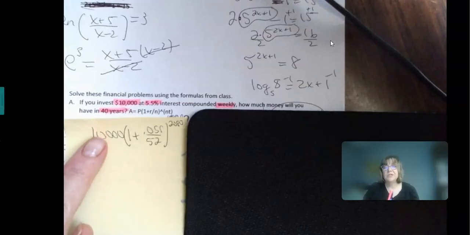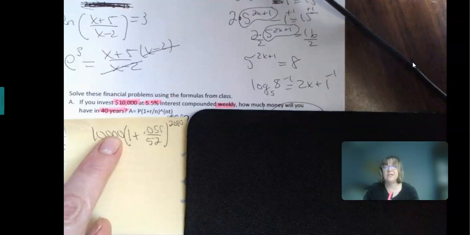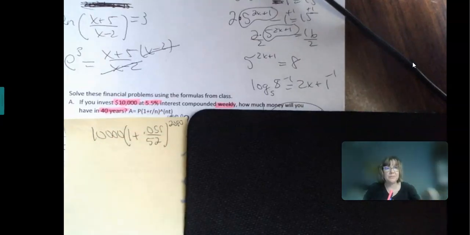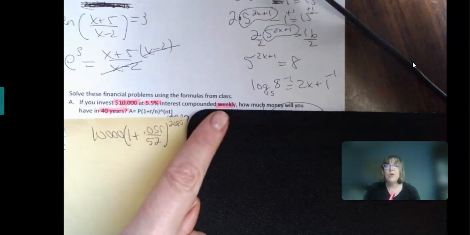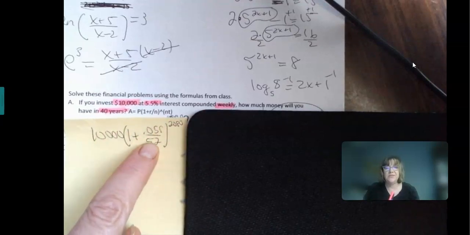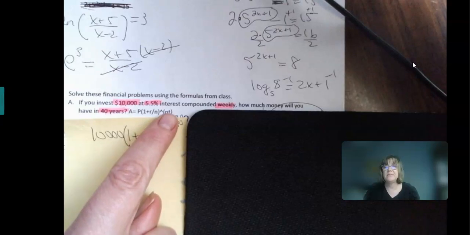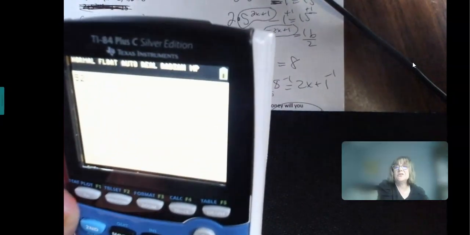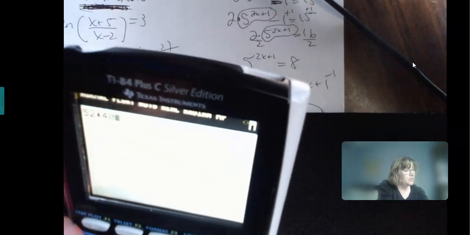Okay, so now we're going to use a lump sum formula. You're going to invest $10,000, 1 plus the interest rate in decimal form, move it 2 jumps, so 0.055 weekly. So your N is 52. If it was monthly, you'd use 12. Daily, you'd use 365. And then your exponent is N times T. So you're going to take weekly, so you're going to take 52, which is how many weeks are in a year, times 40 years.